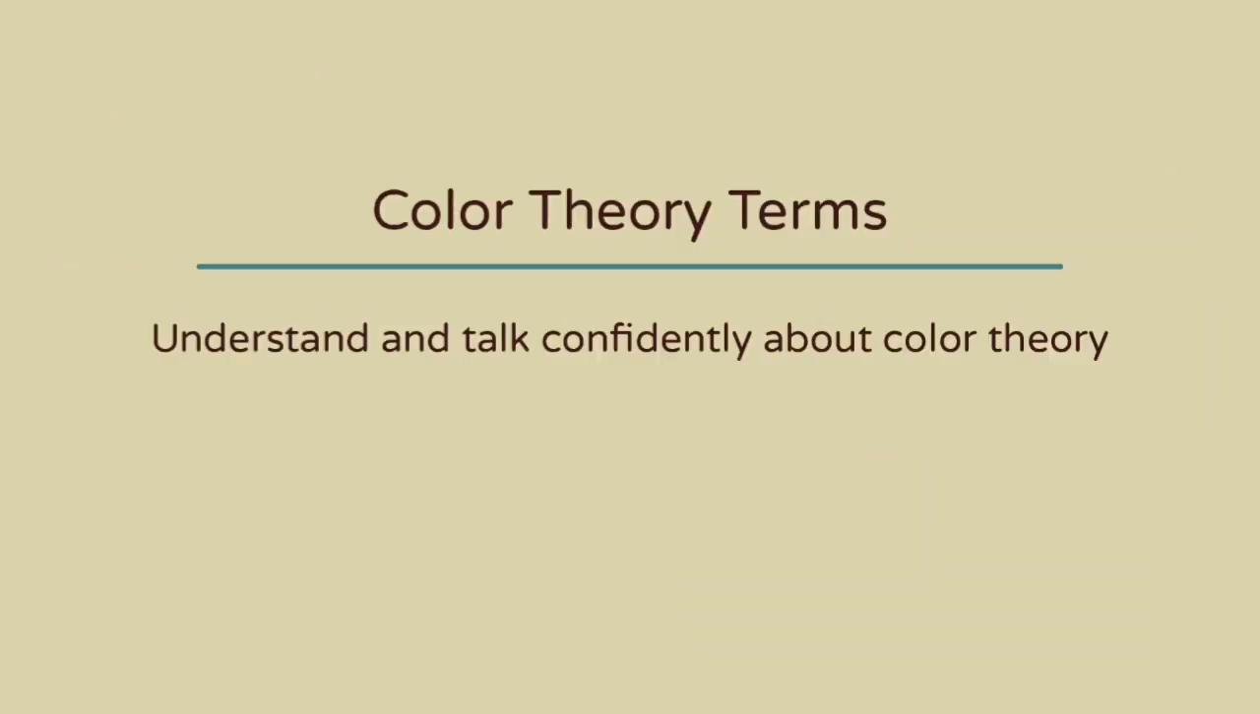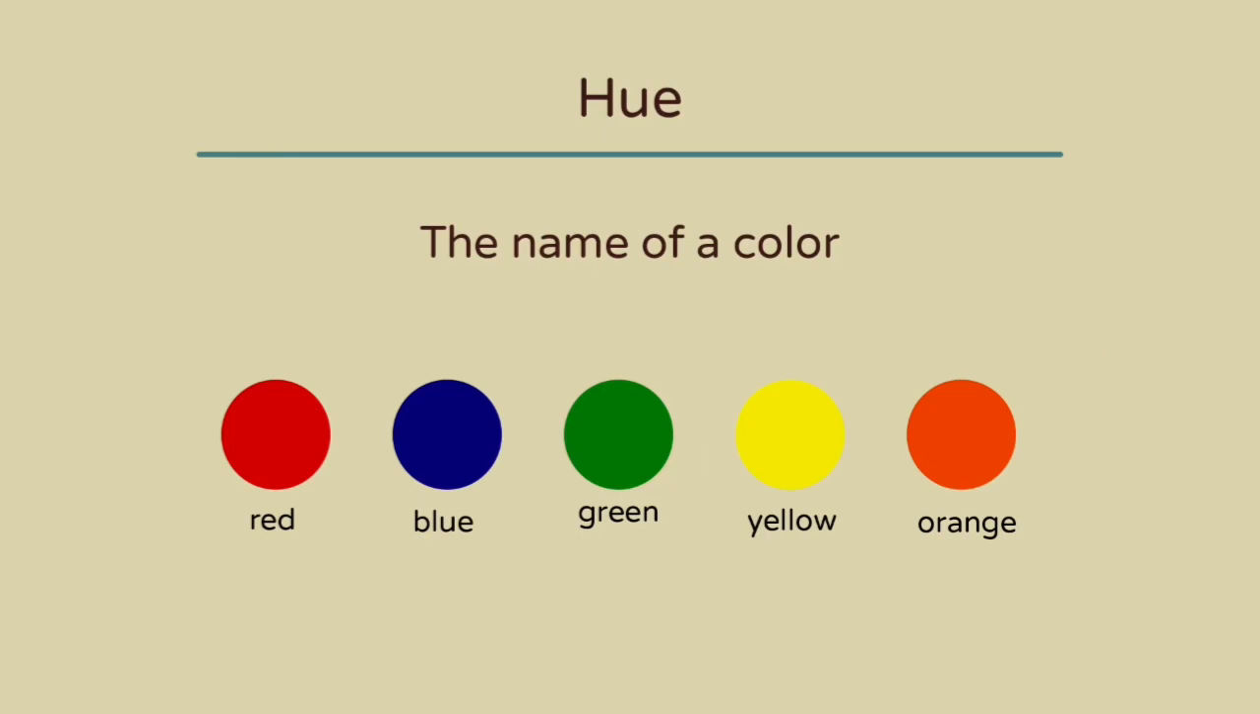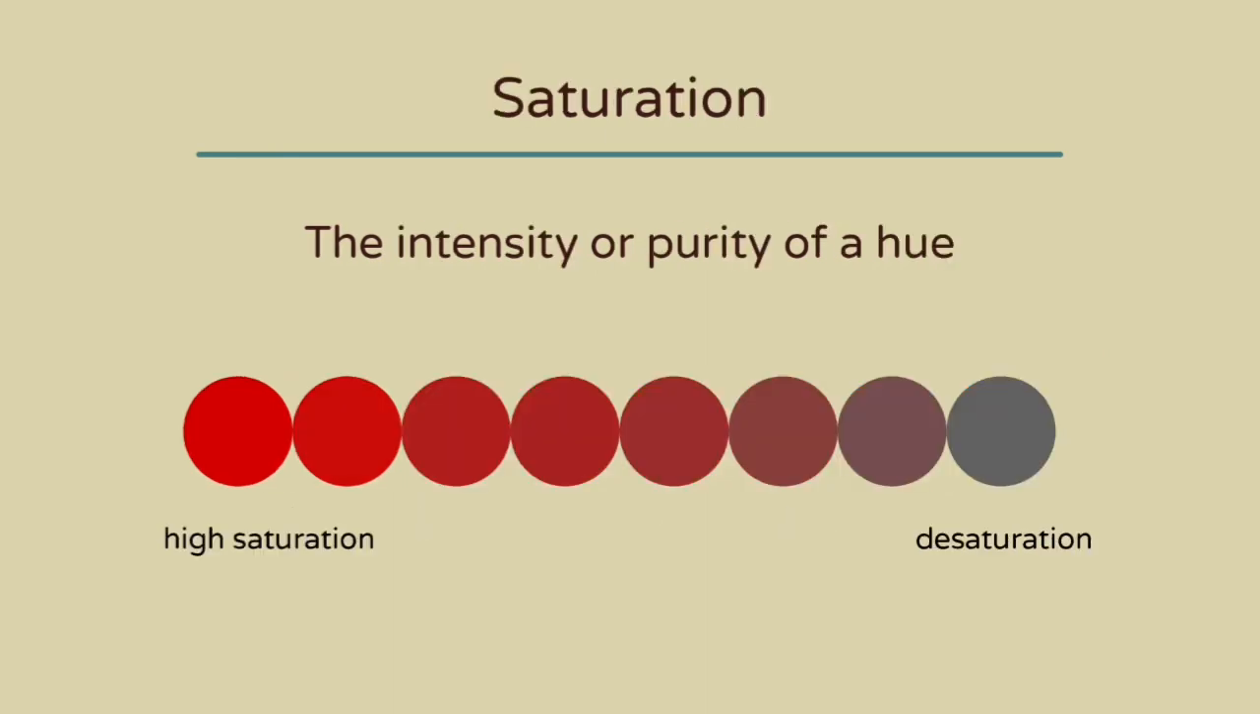Now let's go over some basic terms to help you better understand and talk about color theory. A hue is the name of a color, like red, blue, green, yellow, and orange. Saturation refers to the intensity or purity of a hue. High saturation means the color is really bright, and desaturation means the color looks washed out or grayed out.